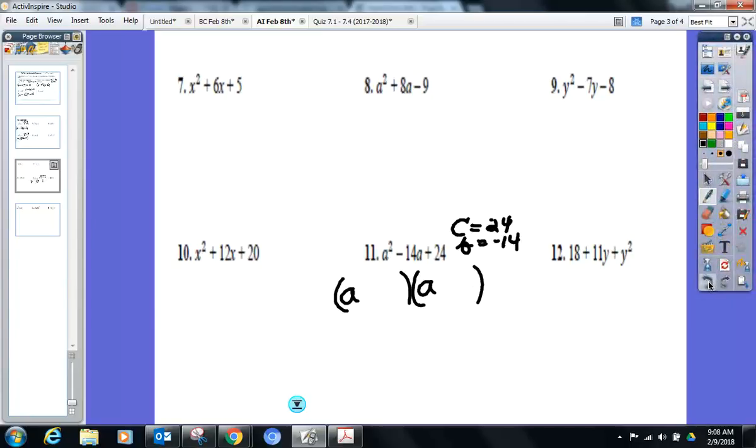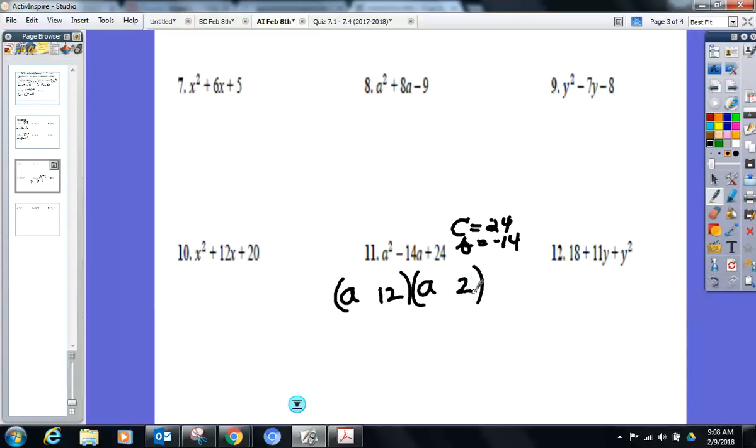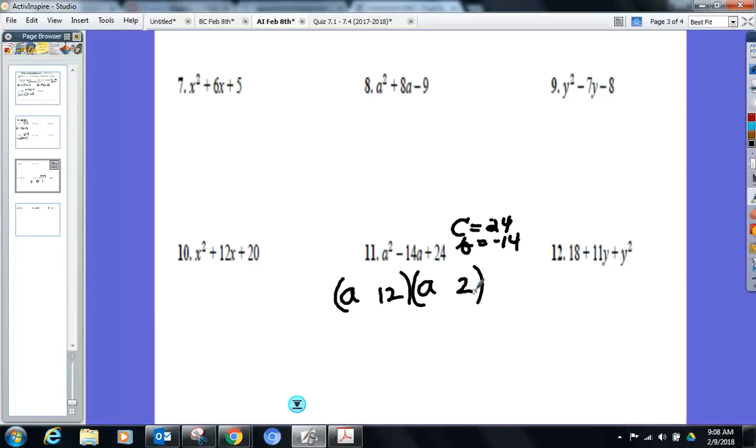What are other options for 24? 12 and 2. Can you get a 14 from 12 and 2? Yep, and it's got to be negative 14. So what signs do I need to put in front to get a negative 14? And that'll give me positive 24.